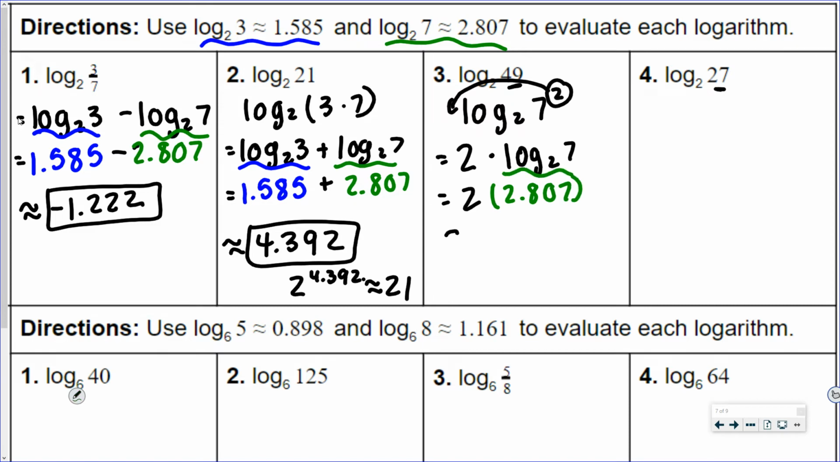So I got about 5.614. Okay, so we just said we know that 2 to the 5th is 32. Do you guys know what 2 to the 6th would be? 64. So obviously 49 is in between 32 and 64, so that makes sense.